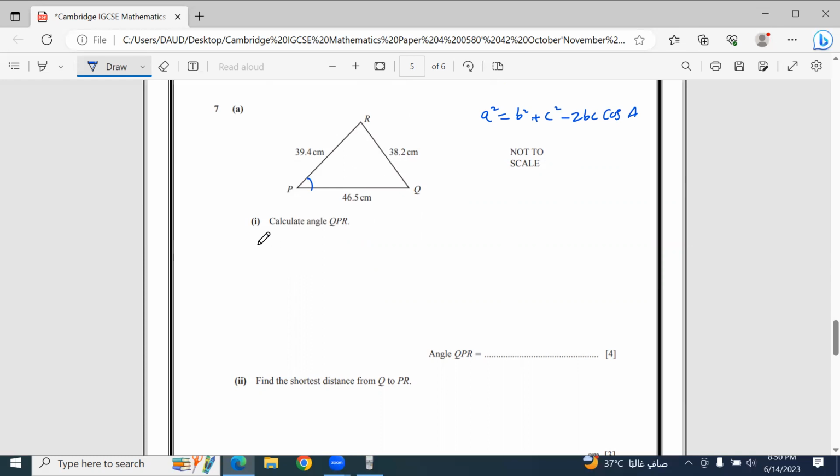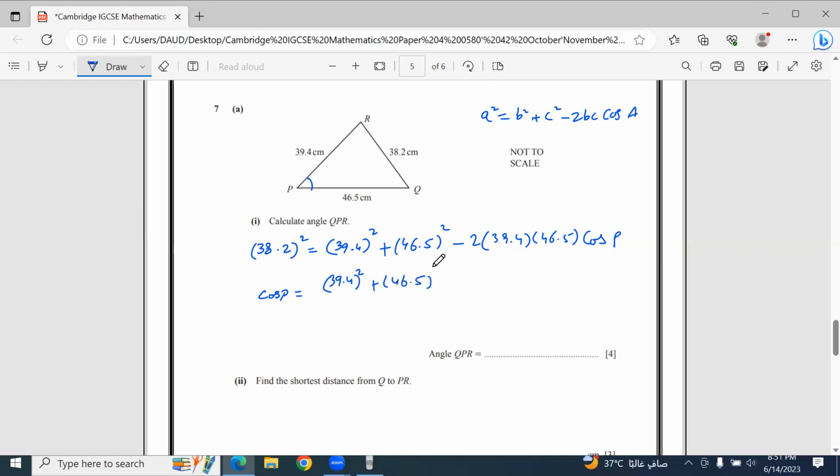So here we can say that 38.2 squared is equal to the sum of squares of the other two sides, 39.4 squared plus 46.5 squared, minus 2 times 39.4 times 46.5 cos P. Simplifying to the form of cos P, it is 39.4 squared plus 46.5 squared minus 38.2 squared, divided by 2 times 39.4 times 46.5. We will check in the calculator.